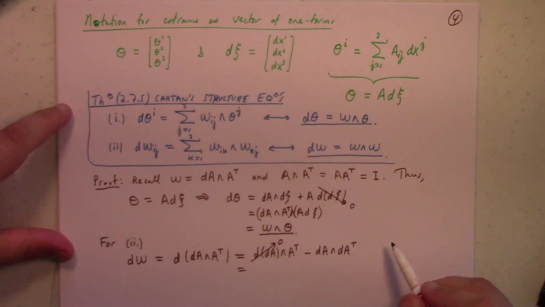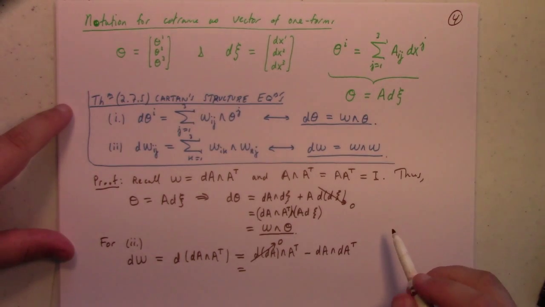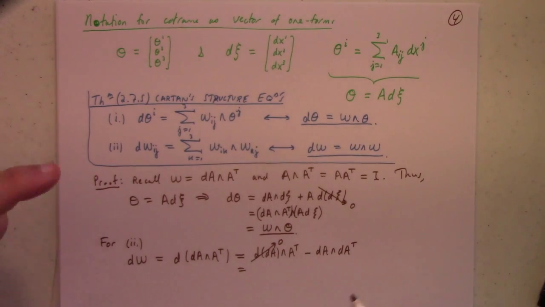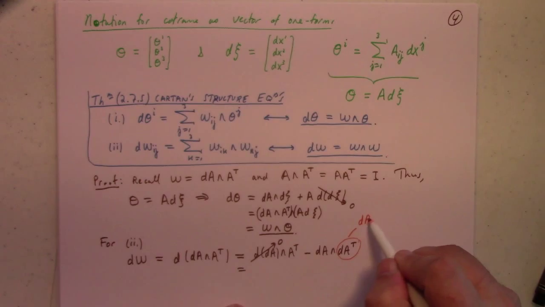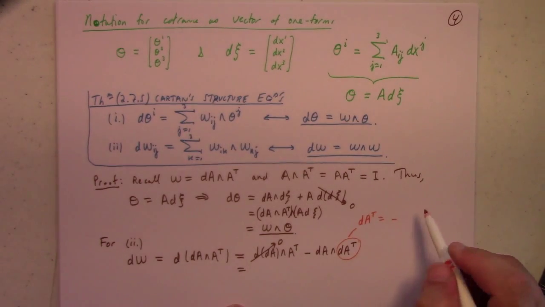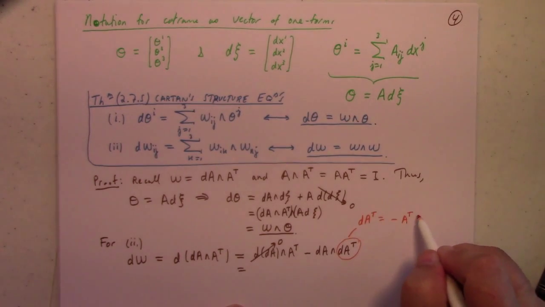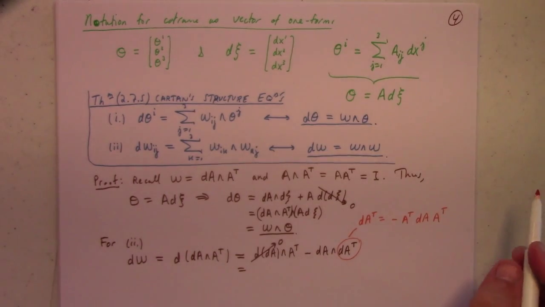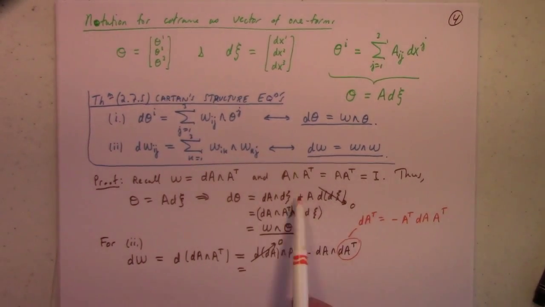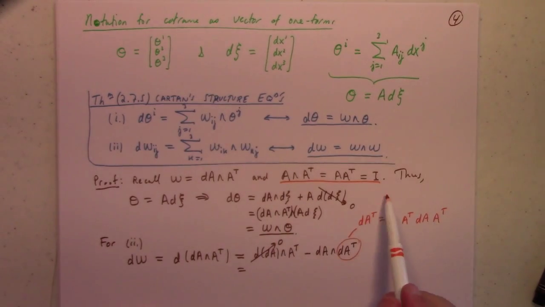Let's see here, I think the one that I want to use is that, I'll write it in orange, dA transpose, right? We can trade dA transpose for minus A transpose dA A transpose. That is an identity that follows from this guy up here.